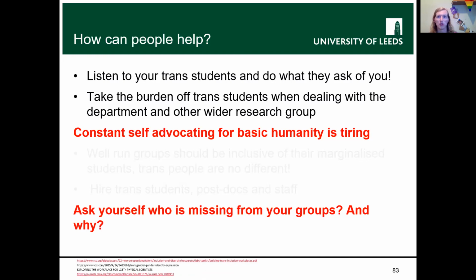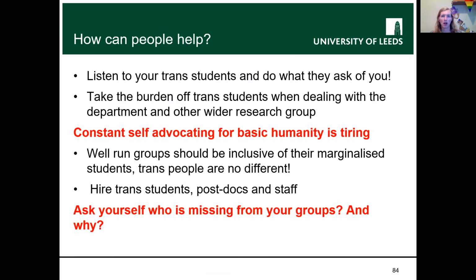Take the burden of dealing with the department and the wider research group off trans students. I think this is the constant self-advocating. Having to apply for a grant to take time off just beggars belief. I'm tired of having to self-advocate for my basic humanity. Well-run groups should be inclusive of marginalized students. Trans people are no different. Ask yourself who is missing from your research group and why.